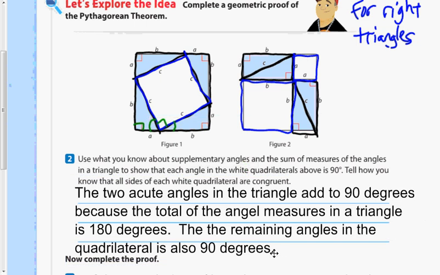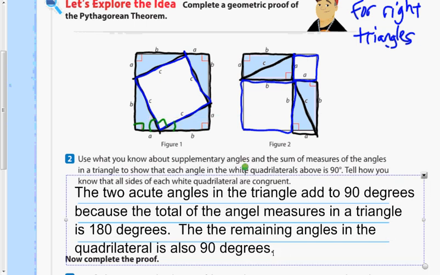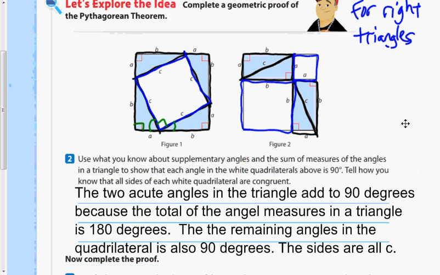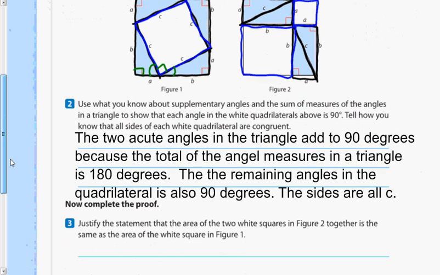Now it also asks, what about the sides of the quadrilateral? How do we know they're all congruent? The sides are all c, which means they're all congruent, which means that it is a square. So that's in figure 1. Let's go to number 3.